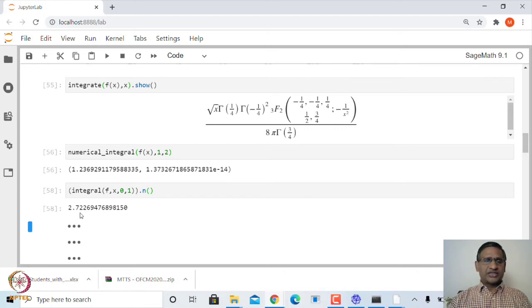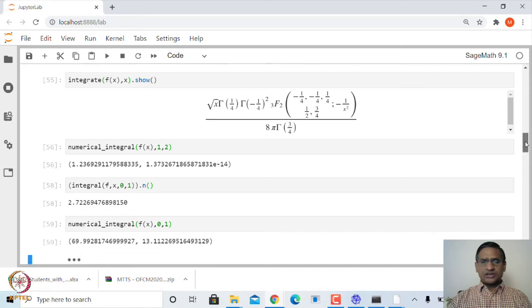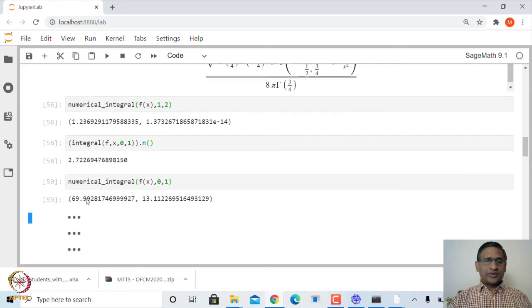So, this is 2.72269, whereas if you apply numerical_integral to the same function between 0 and 1 and see what you are getting, the integral is 69.98, whereas from this we got 2.72, and this is 69.99, and the error term is quite high. One cannot accept this kind of error in case of numerical computation.